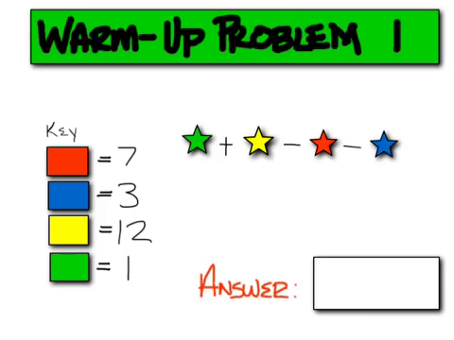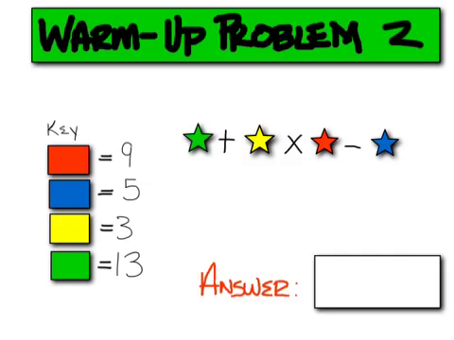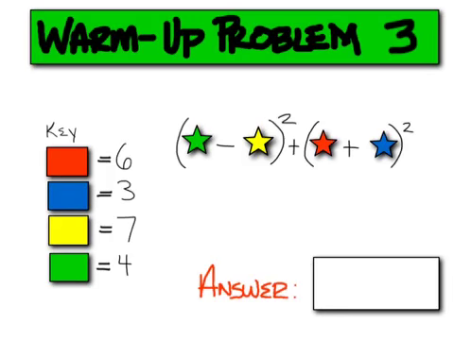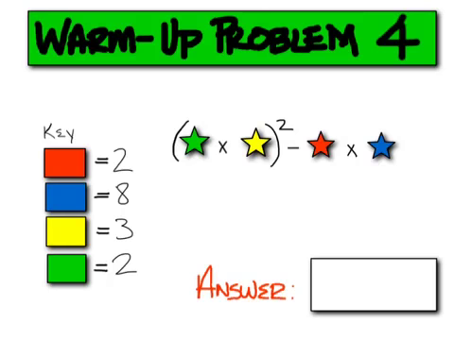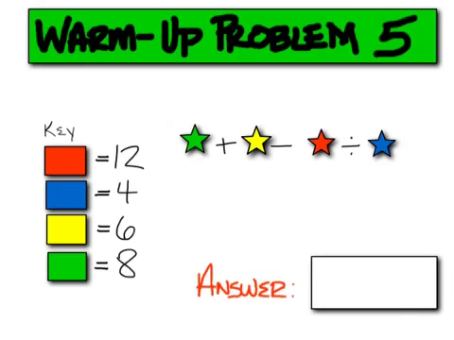Warm-up problem number 1. Okay, answer for that one was 3. Number 2. Bonus for this one. Answer is 35. Number 3. Okay, answer is 90. Number 4. Okay, answer for this one, 20. Number 5. Okay, answer is 11.